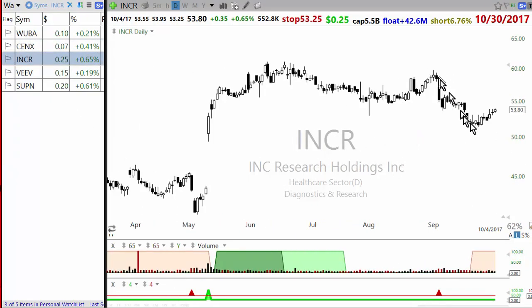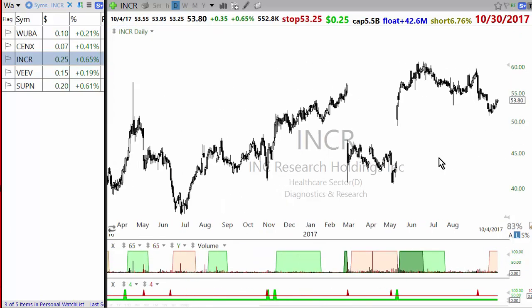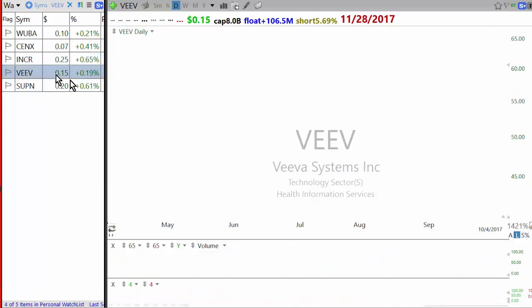INCR, again, the stock had a breakdown in this minor trend, and if it breaks down... the stock is too choppy, but those are some of the negatives.